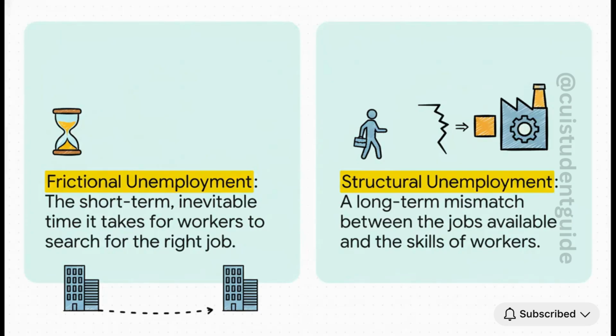This natural rate is really made up of two different things. First, there's frictional unemployment. This is the short-term, totally expected stuff. It's the time it takes for you to search for a new job after leaving your old one. It's inevitable. But then there's the second, more serious type, structural unemployment. This is a long-term problem. It happens when there's a fundamental mismatch between the jobs that are open and the skills that the available workers have.